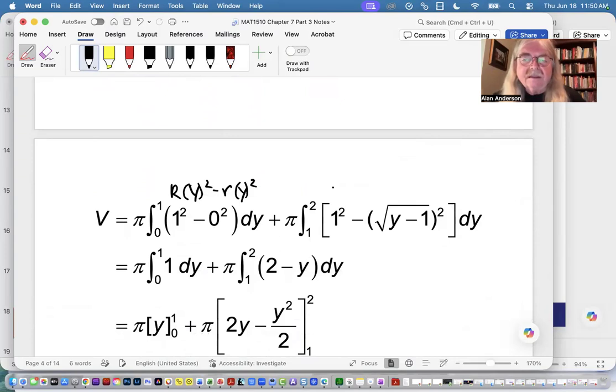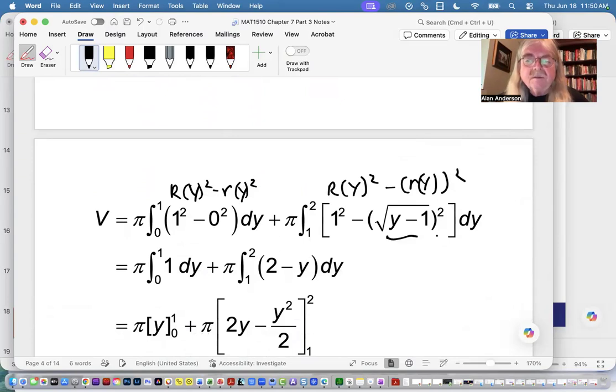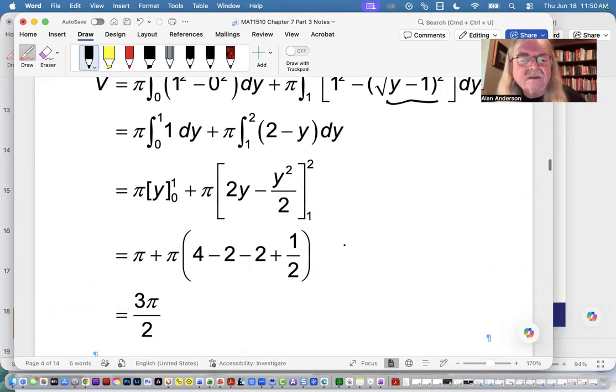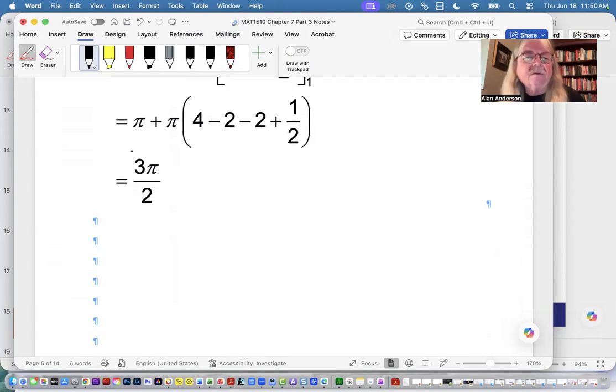And for the other region, the capital R y didn't change. This one is different because this is the original function. All right, and then the rest is just straight ahead integration. We went through all the steps, and we ended up with 3/2 pi over 2.